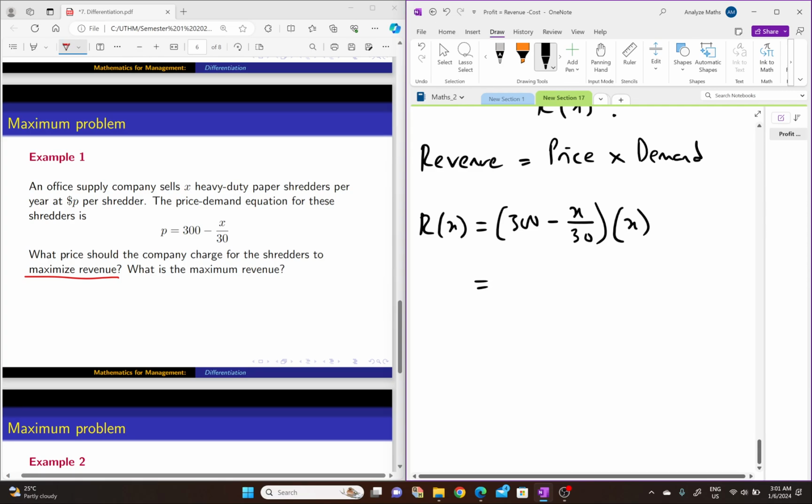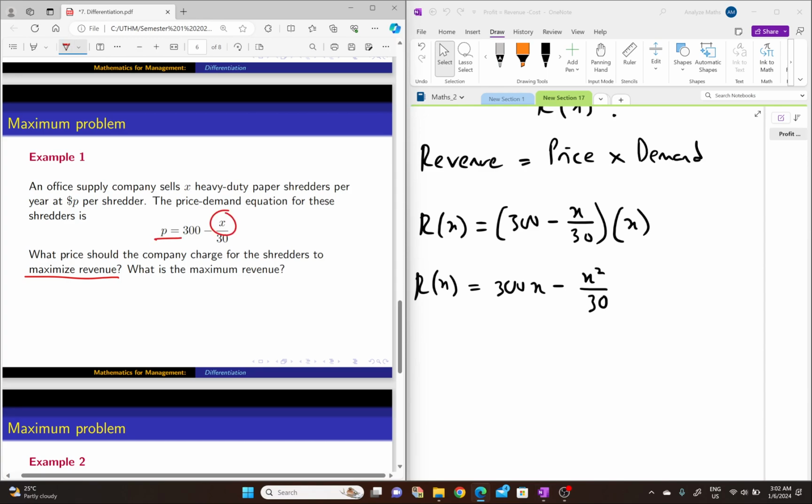So our revenue function would be 300x minus x squared over 30. This is the revenue function. So we found the revenue function. The question is what price the company should charge for the shredder to maximize revenue, but the price depends on the quantity x, isn't it? So we need to find x first.